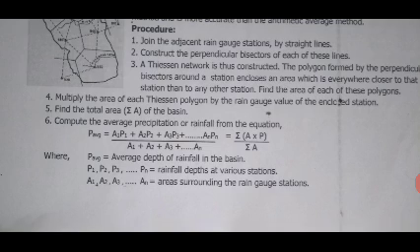The equation is P average equals A1 P1 plus A2 P2 plus A3 P3 plus and so on up to An Pn, whole divided by A1 plus A2 plus A3 plus and so on up to An, which is equal to summation A into P whole divided by summation A, where P average is the average depth of rainfall in the basin, P1, P2, P3 up to Pn are the rainfall depths at various stations, and A1, A2, A3 up to An are the areas surrounding the rain gauge stations.